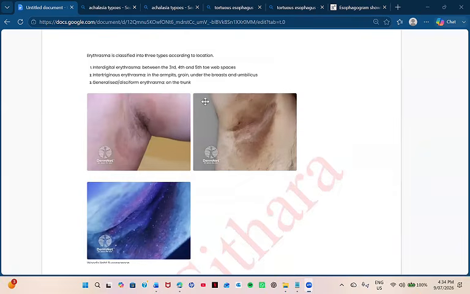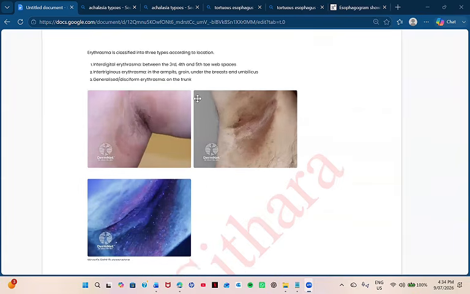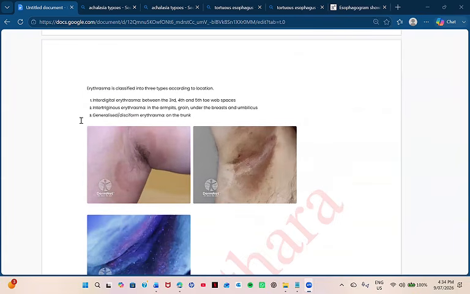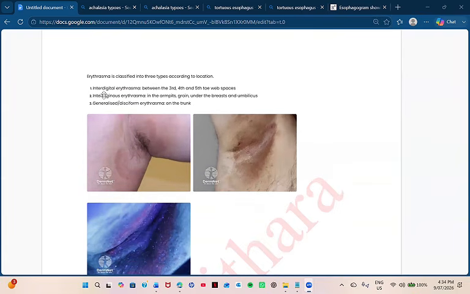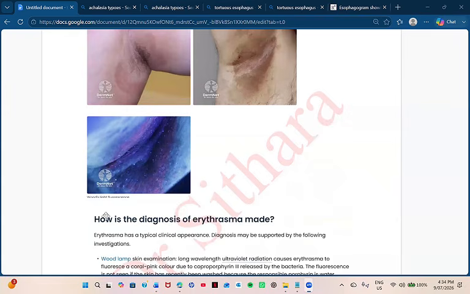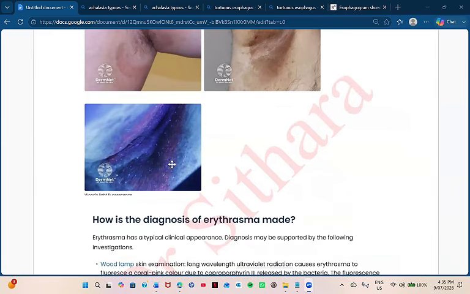Here, can you see the other options? We have different sites: interdigital between the toes, intertriginous erythrasma in the armpit, groin, under the breast and umbilicus, then a generalized one on the trunk. Right, this is how Wood's light fluorescence can be seen.